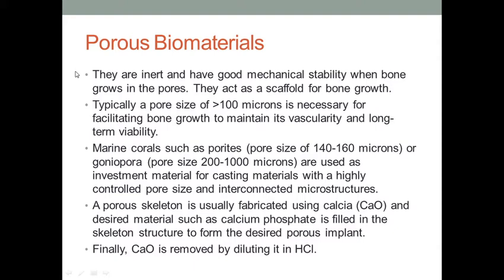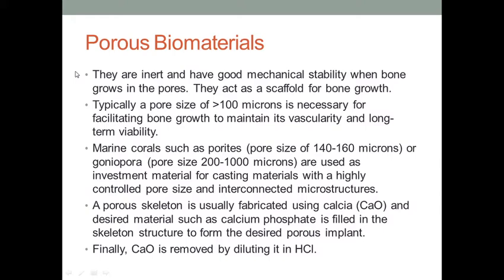So we have already discussed metallic alloys that can be used as biomaterials, and now we are discussing the ceramic biomaterials. So in the last video we discussed the nearly inert biomaterials. So let us move on to porous biomaterials.